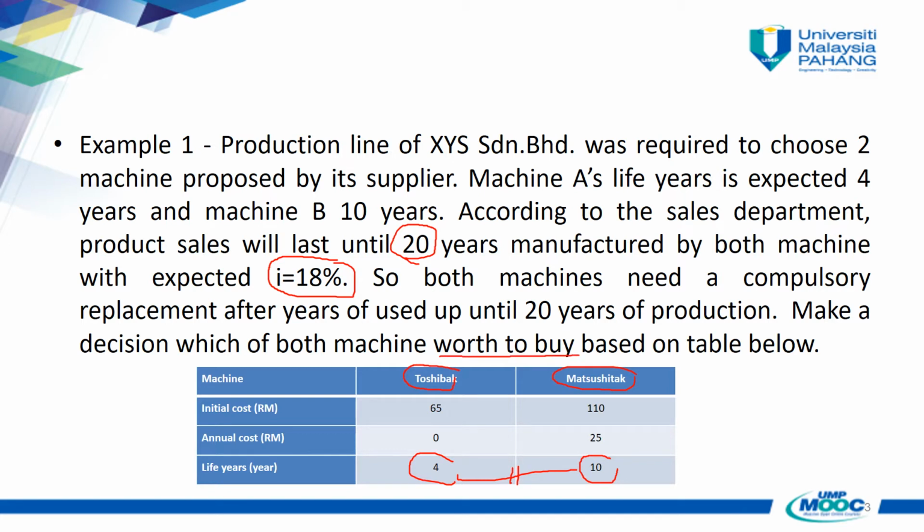Based on our table below, we will see that if we buy Toshiba, we require an initial purchasing cost of 65,000. If we buy Matsushita, we need to pay 110,000. There is no annual operating or maintenance cost for the Toshiba, but for the Matsushita there is 25,000 per annum. Let's see the solution.